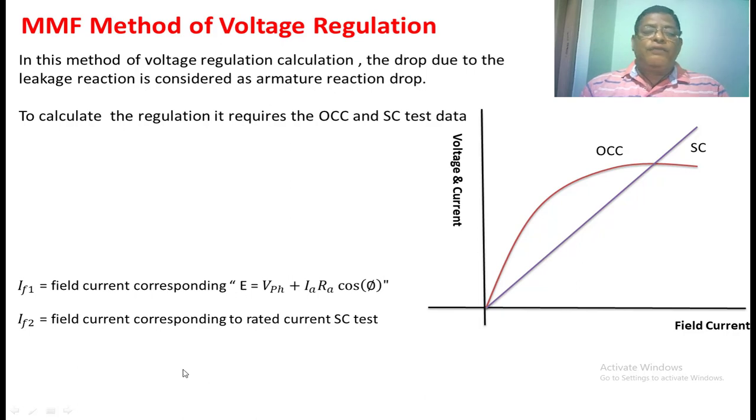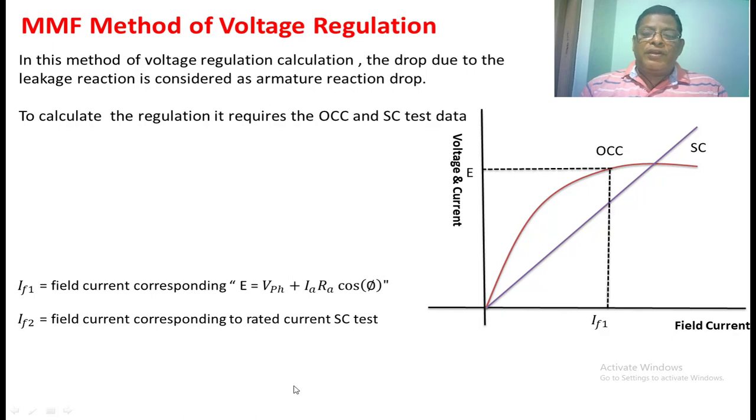Next, you have to find the field current corresponding to the rated current of the SC test. The rated current of the alternator we can find because the rating of the alternator is given in the numerical. Corresponding to that current, how much is the field current, you have to calculate from the SC curve of the alternator. Similar to how we found the field current corresponding to the voltage, in the same manner you have to find the field current corresponding to the rated short circuit current. Take this value as IF2.